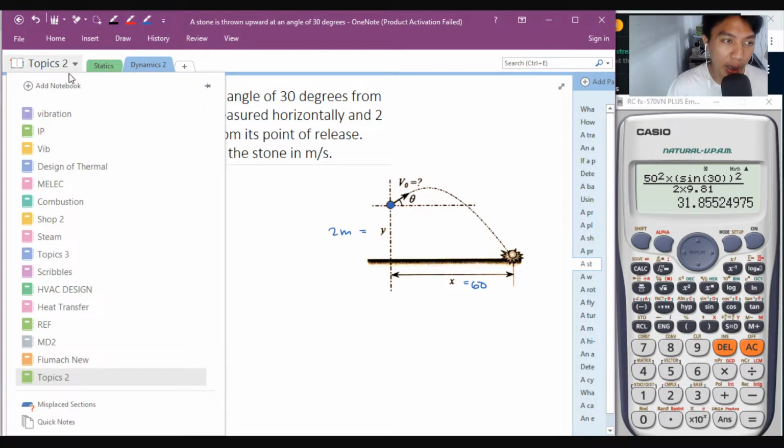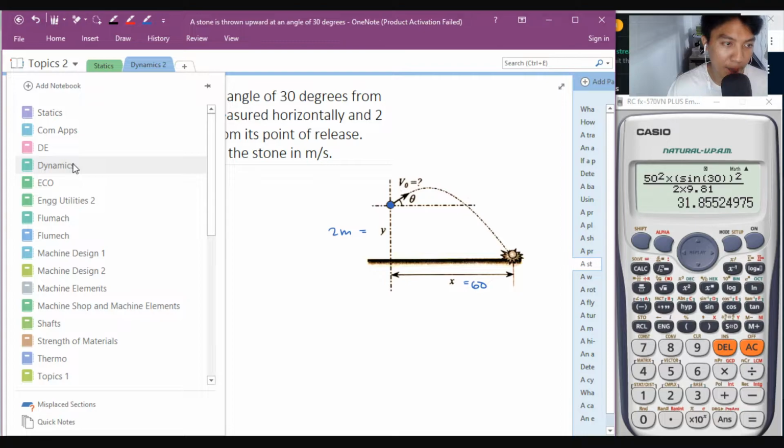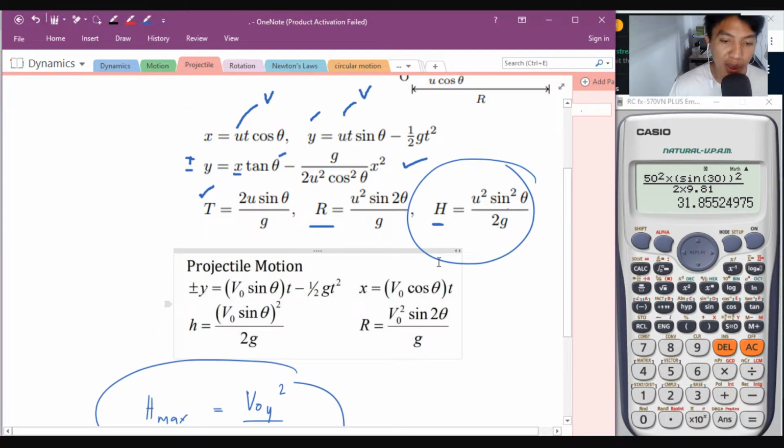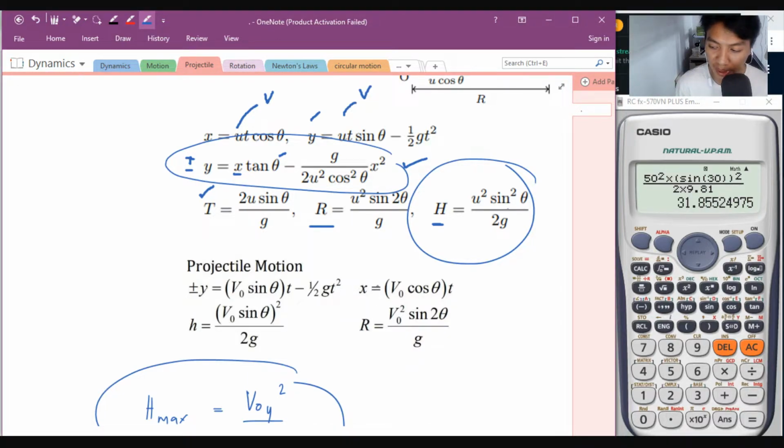Now, we can refer again to this formula. For a projectile that is released below or above any surface, it is given by this formula. It is positive if it is released above the surface, or negative if it is released below the surface. Okay? That is the one that we will use.